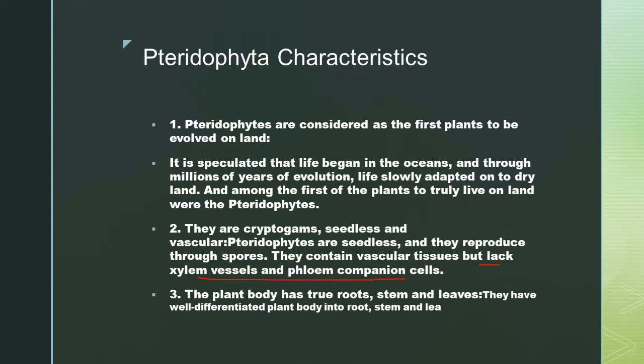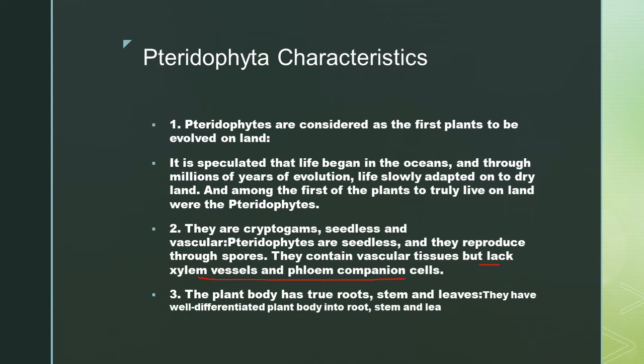They are the reptiles. They are the first successful plants on the land. Till yet, we have studied about bryophytes, which were known as the amphibians of the plant kingdom because they needed water for fertilization. But over here, pteridophytes are the first land plants. It is also speculated that life began in the oceans and, through millions of years of evolution, adapted to dry land, and pteridophytes came first.